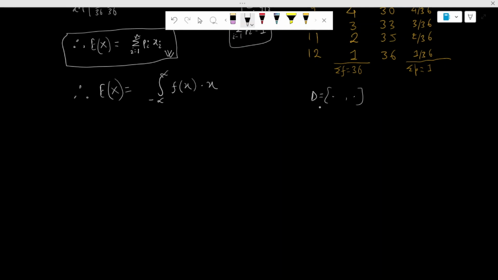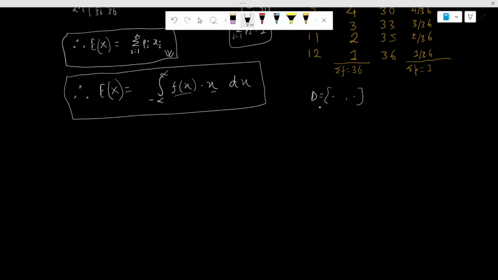Integration is equivalent to summation, and this f(x) is equivalent to this probability, and then we have x over here, and we take the integration of it with respect to x. So this gives us the mean or the expectation of the random variable x when the random variable x is the continuous random variable. Now let us see some of the conditions.